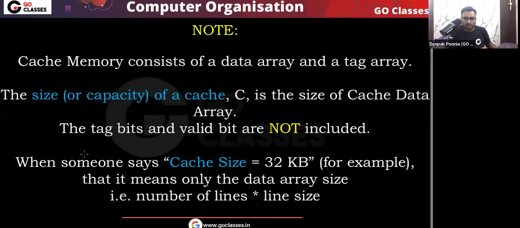So what will be the size of cache memory? That is the size of the data array. And what is the size of the data array? That is basically the number of lines multiplied by the line size. Very simple.